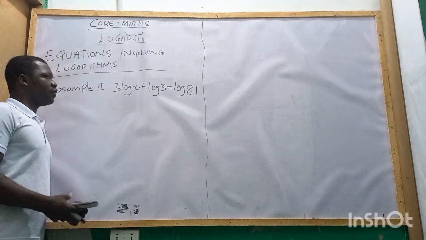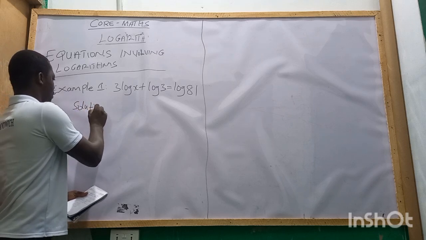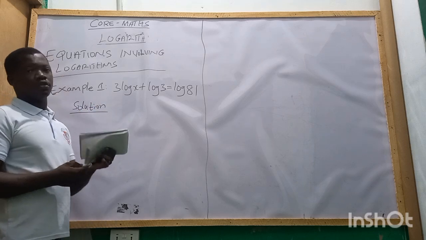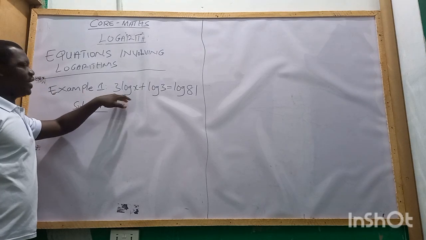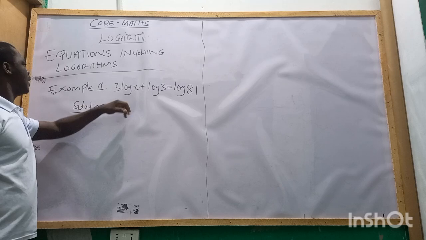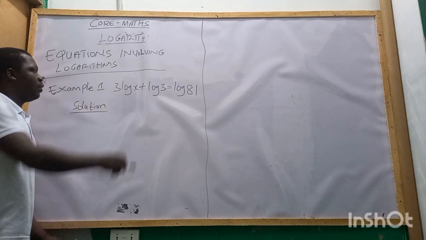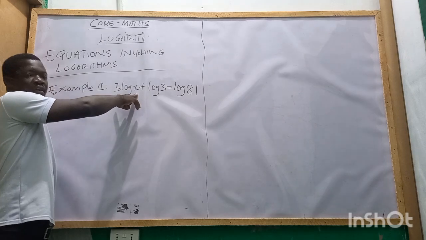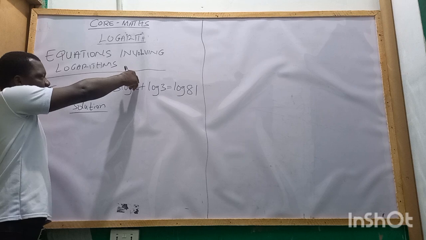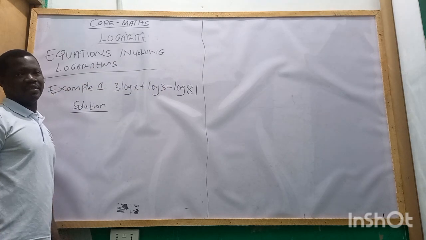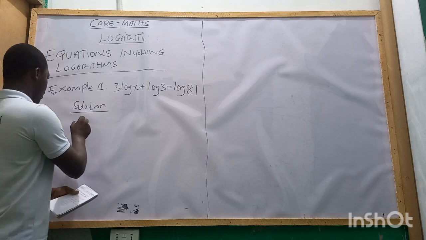So they say we should solve this, right? So from the laws of logarithm, solution. Anytime you are having a log and there is a number in front of the log, that number will go and be an exponent to whatever is at the right hand side of the log. So this is the first thing we'll do.